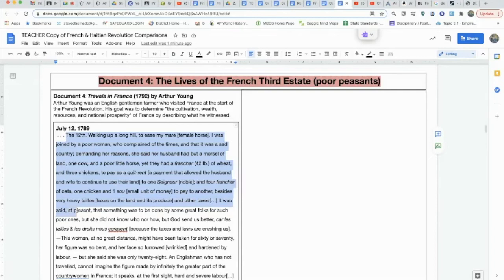It was said at present that something was to be done by some great folks for such poor ones, but she did not know who nor how. But God sent us better. The tailles and the droits and the rest. But the taxes and laws are crushing us. I'm going to underline that. This is not a screenshot.